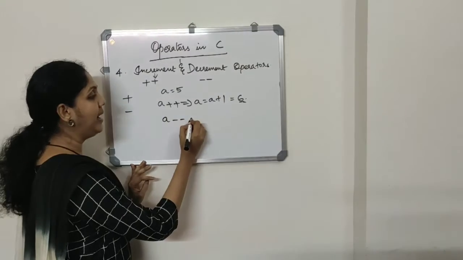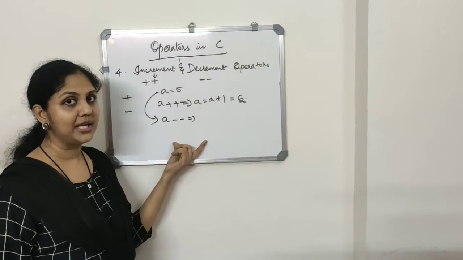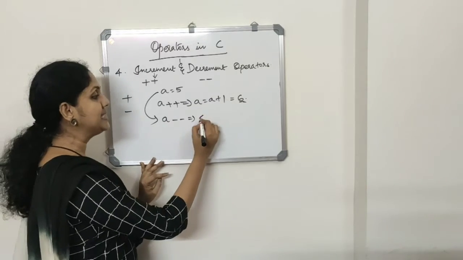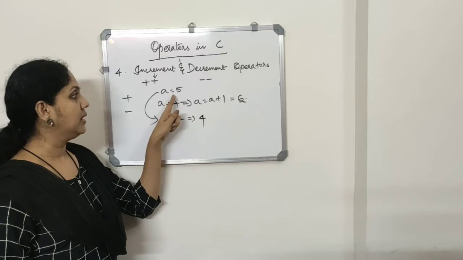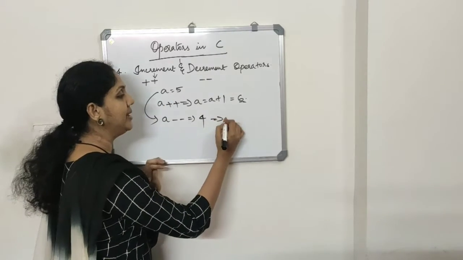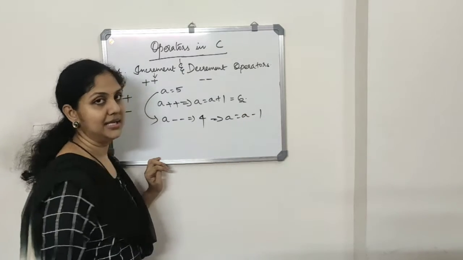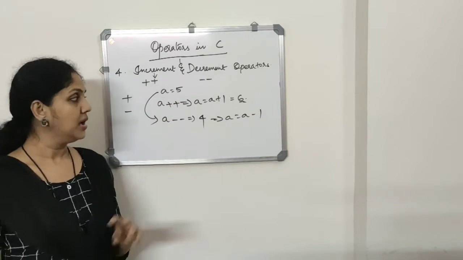Likewise, if I give A minus minus, suppose A is equal to 5 and I give A minus minus, then I will get the output as 4 because A will be decremented by 1, which is equivalent to A is equal to A minus 1. This is how increment and decrement operators work.